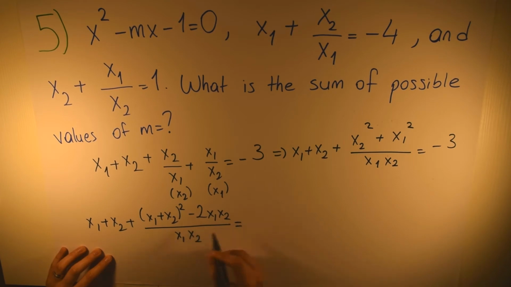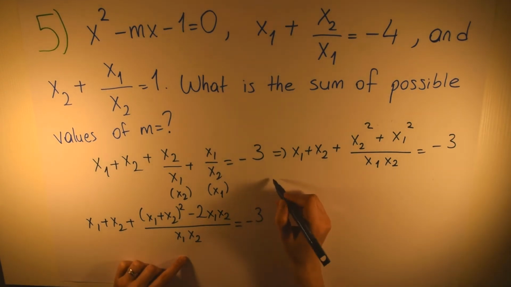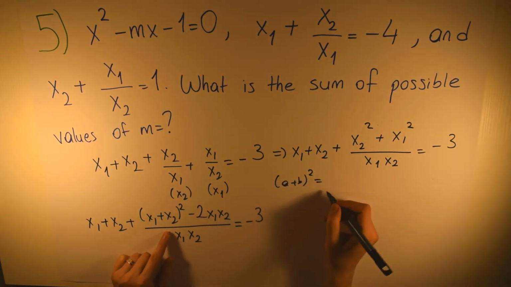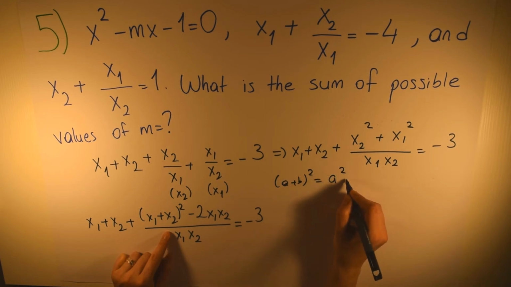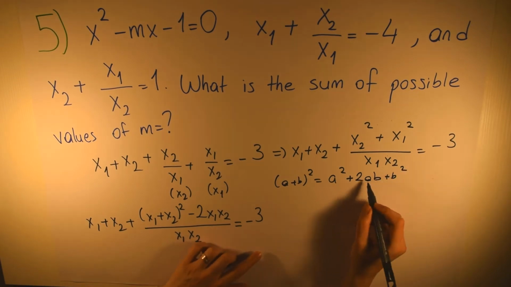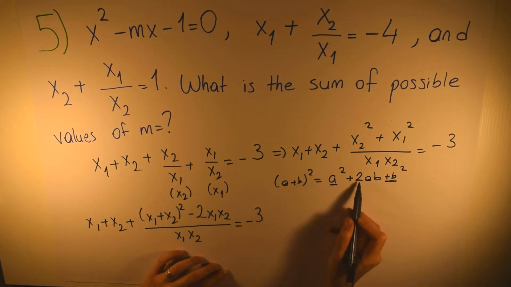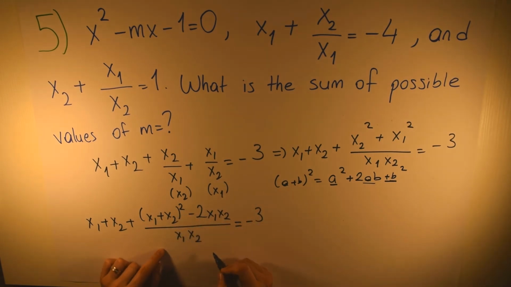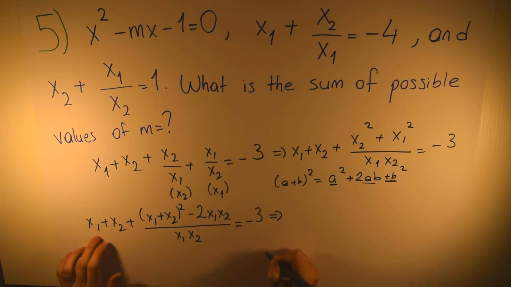This is all equal to minus 3. So here, why? Because when you do this, (a plus b) squared is equal to a squared plus 2ab plus b squared, right? So instead of these two, I can just put this value to the other side, and I can write this like this. After this, I know the formula for x1 plus x2 and x1 times x2. So let's put them in their place.